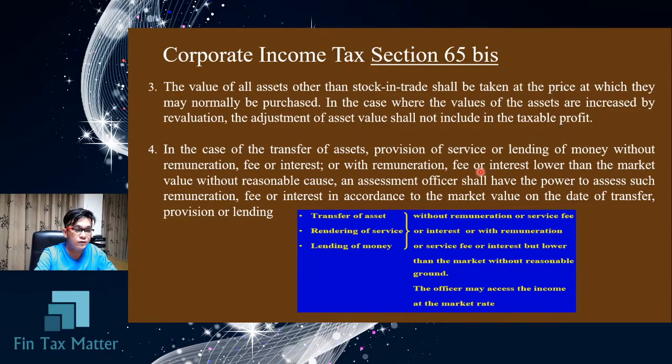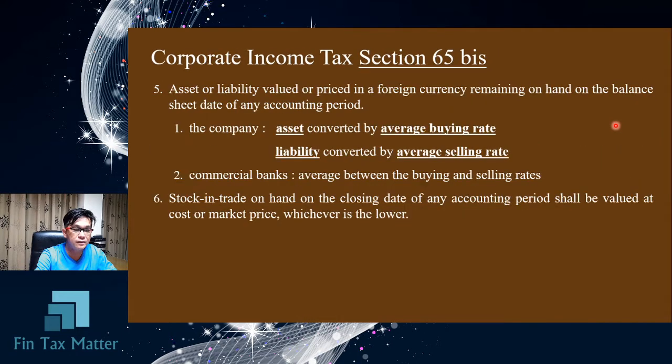Okay, next one for section 65 bis number 5. An asset or liability of the company or taxpayer, if it is quoted in foreign currency and remains on hand on the balance sheet date in any accounting period, shall be adjusted into Thai baht using the average buying rate or average selling rate announced by the bank at the end of the accounting period.